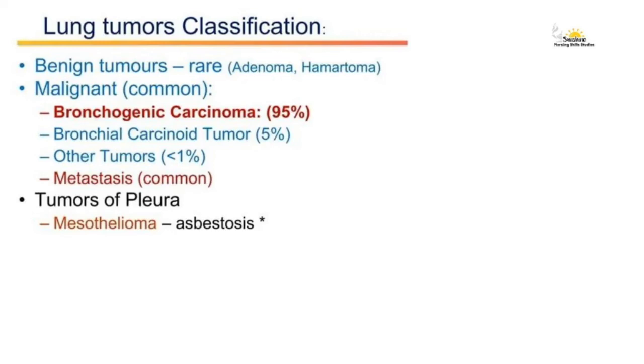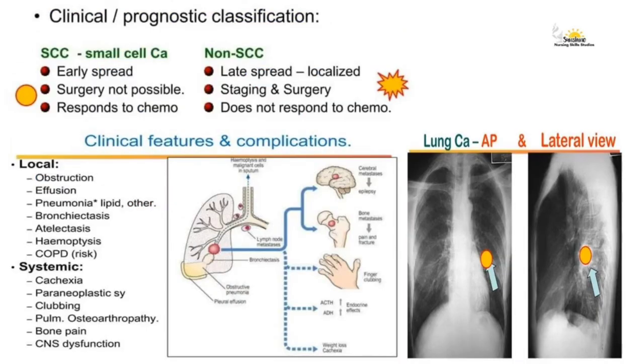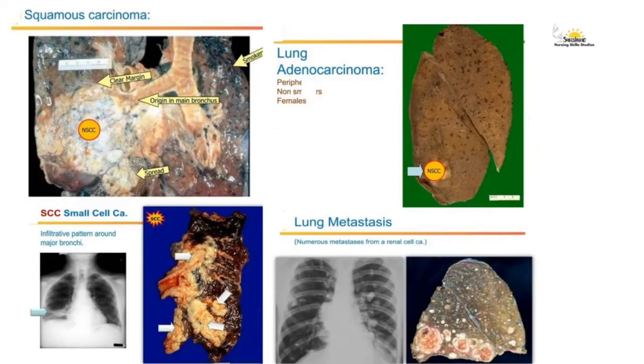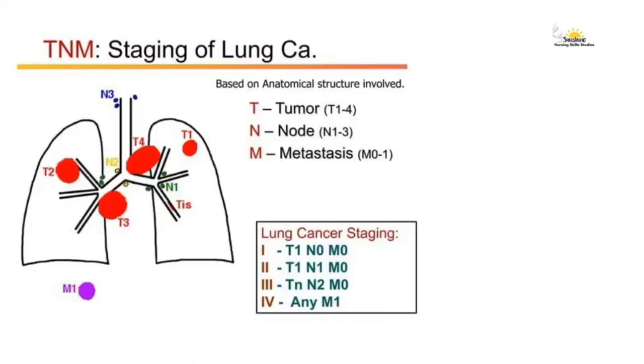of the pleura. The slide tells about clinical classifications, which include small cell cancer and non-small cell cancer, and also about clinical features and complications. To understand the stages of cancer, but before doing that, let us understand the terms called TNM. T stands for tumor, N stands for node, and M stands for metastasis. And the stages include stage 1, stage 2, stage 3 and stage 4.